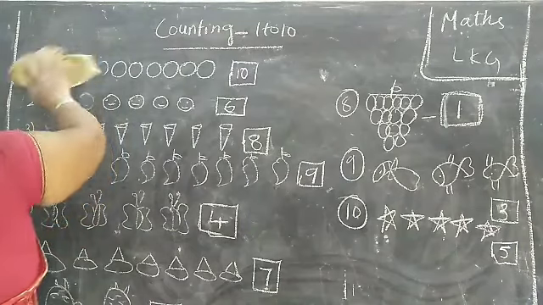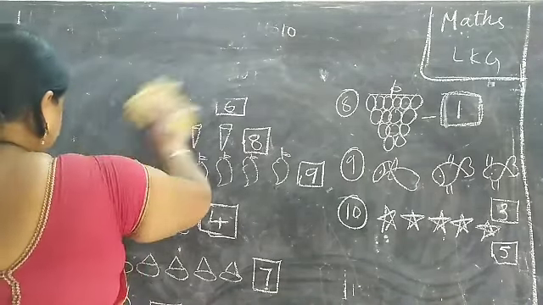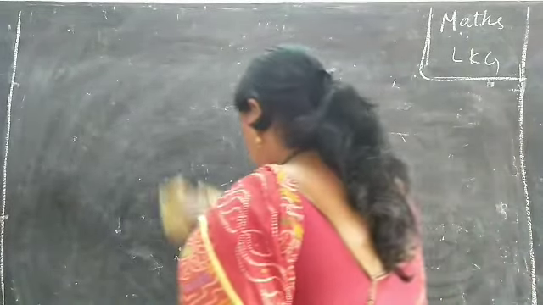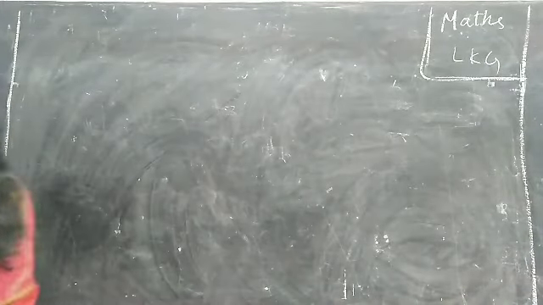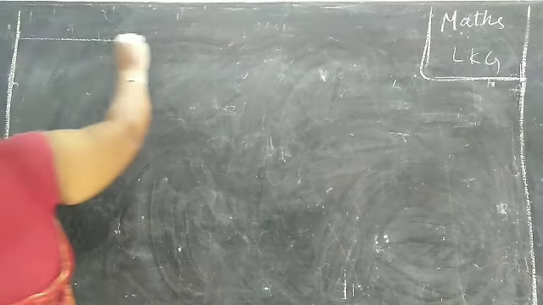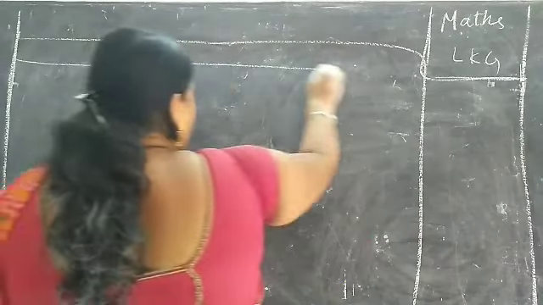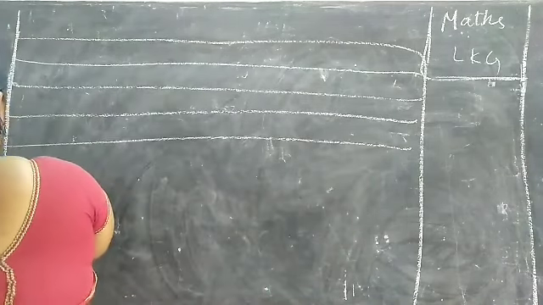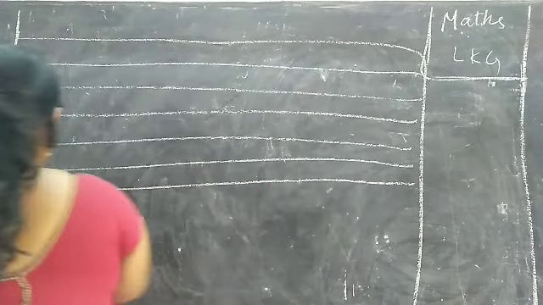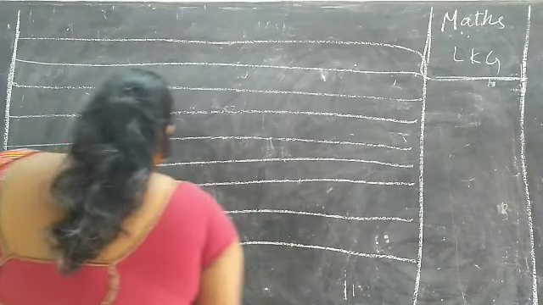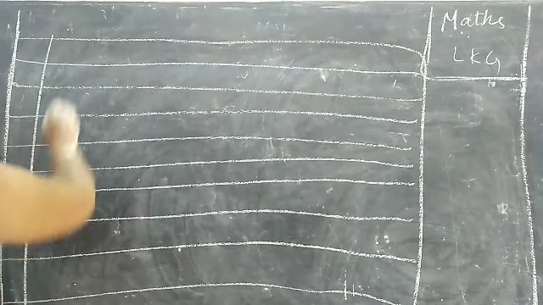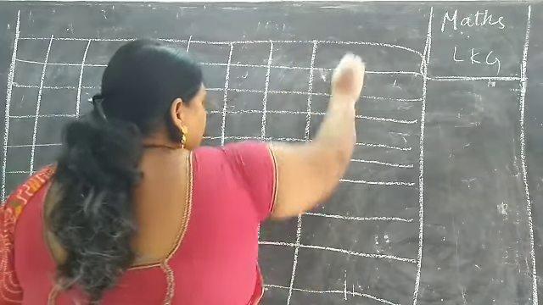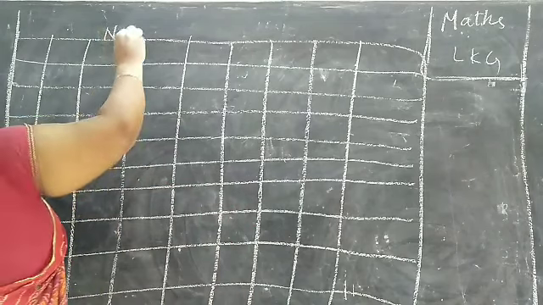Yes. So now, children, everyone take up your maths class workbook, ruled book, pencil, eraser, everything. So first we will write numbers 1 to 100. Okay, children? Ready, children? Write numbers 1 to 100 first.